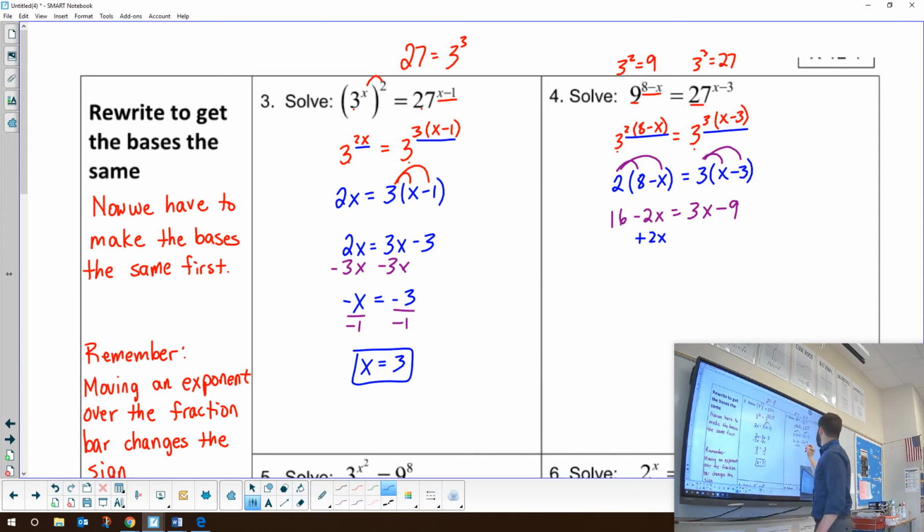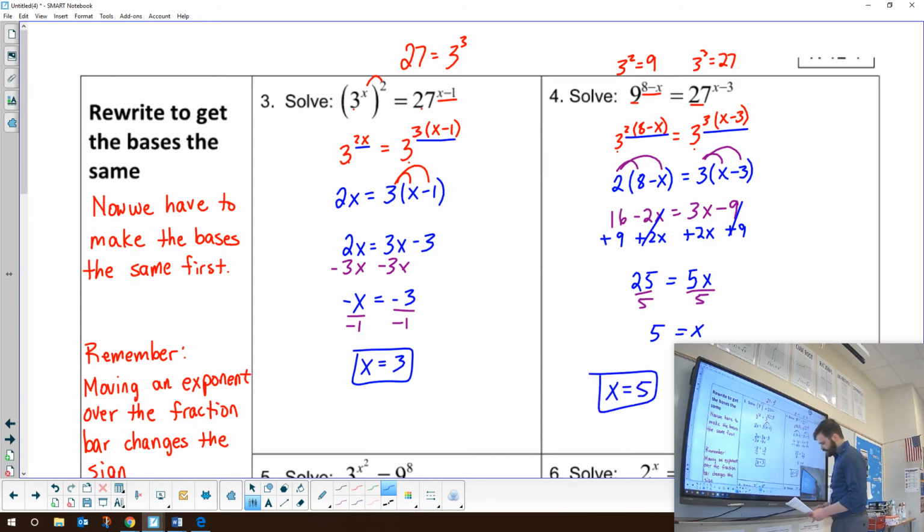So add 2x to this side, add 9 here, add 9 here. So these cancel, and I'm going to be left with 5x equals 16 plus 9, which is 25. Last step, divide both sides by 5, and we're going to get our answer of x equals 5. I'm going to rewrite it like this: x equals 5.